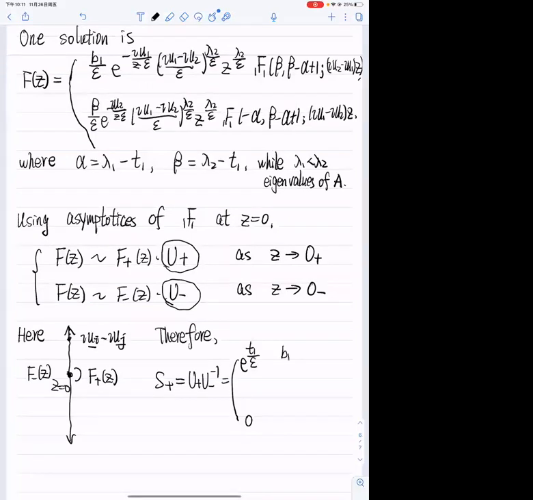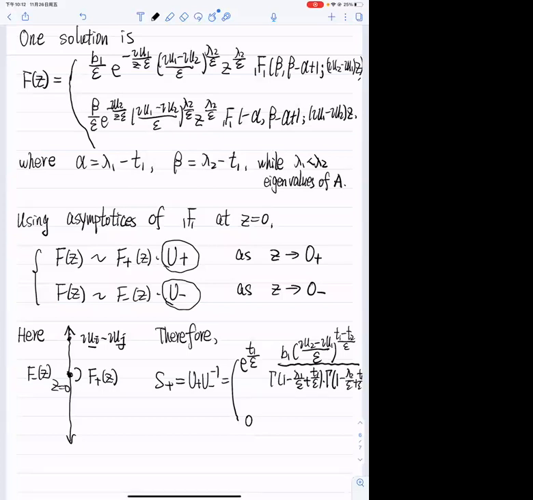It is not surprising that in the expression of the Stokes matrix, gamma functions appear. So everything here is quite explicit in the 2x2 case. Okay, divided by gamma of 1 minus lambda 1 over epsilon plus T1 over epsilon, times gamma function of 1 minus lambda 2 over epsilon plus T1 over epsilon.